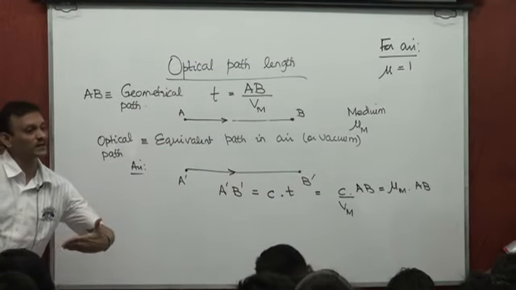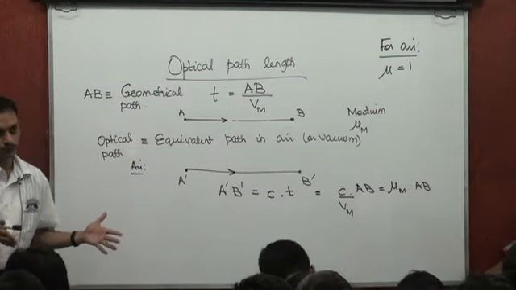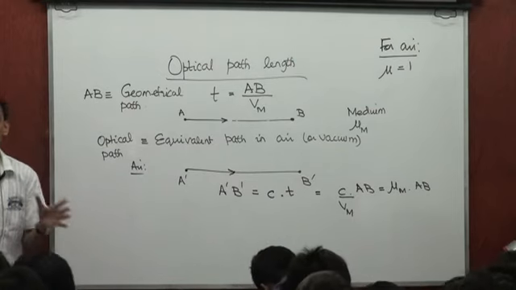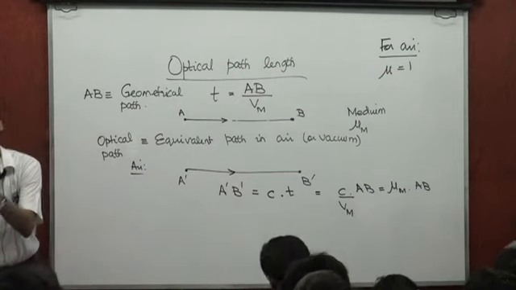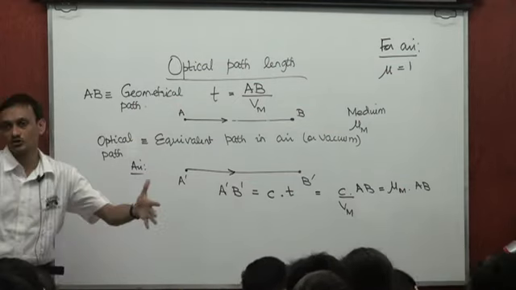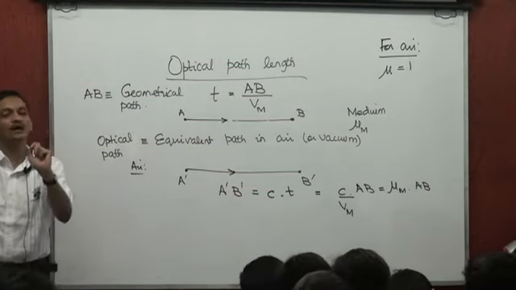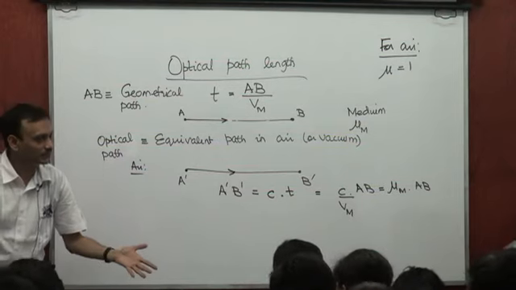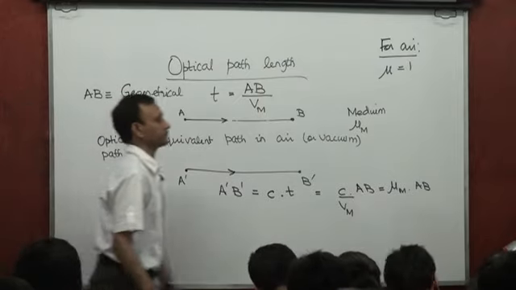And therefore the optical path and the geometrical path coincide for air. If mu is not 1, that means for some other medium which is not air, optical path will be mu times the geometrical path, right? Optical path would be mu times the geometrical path. So each time you have a given geometrical path multiplied by the refractive index of the medium, you will get the optical path in that medium, alright, which is the equivalent path in air.